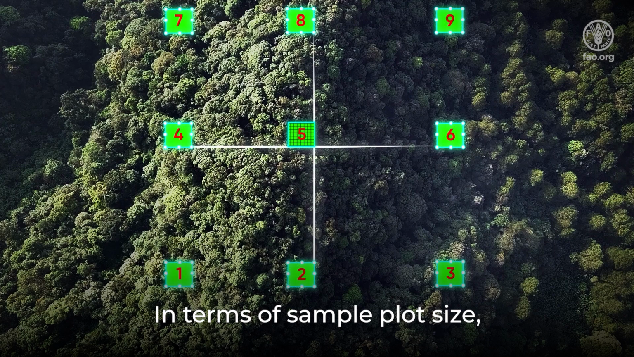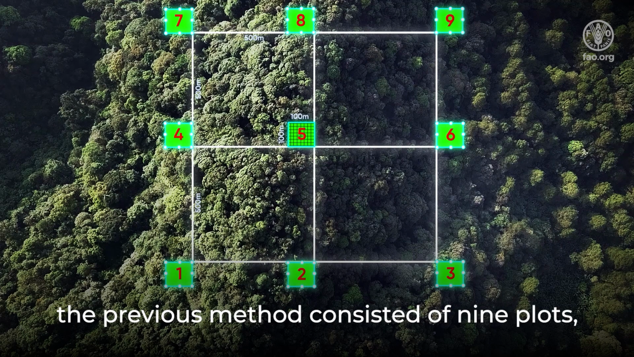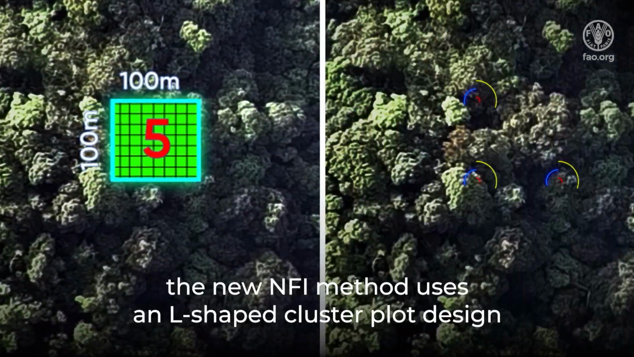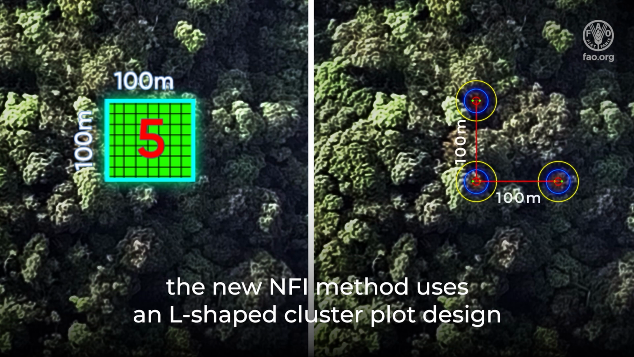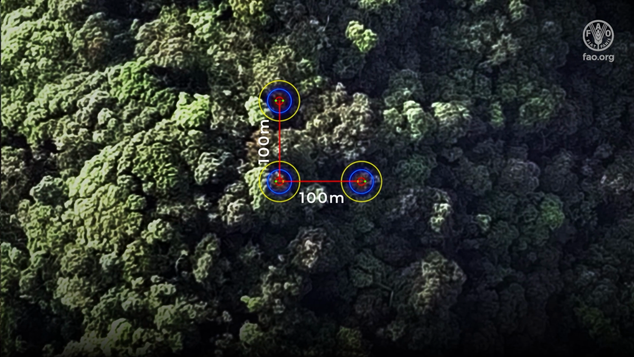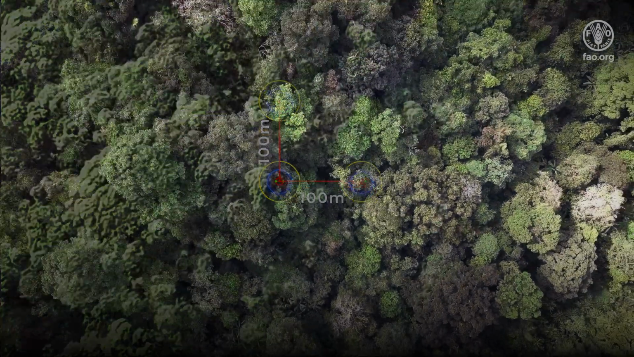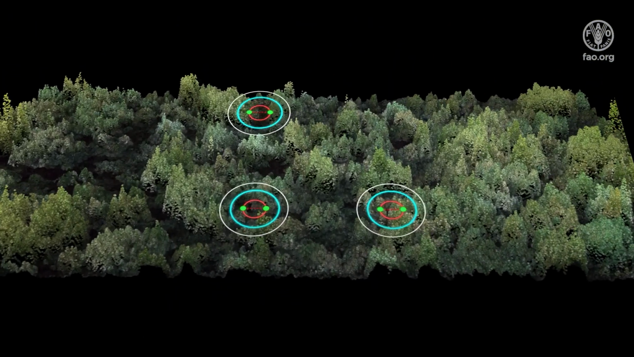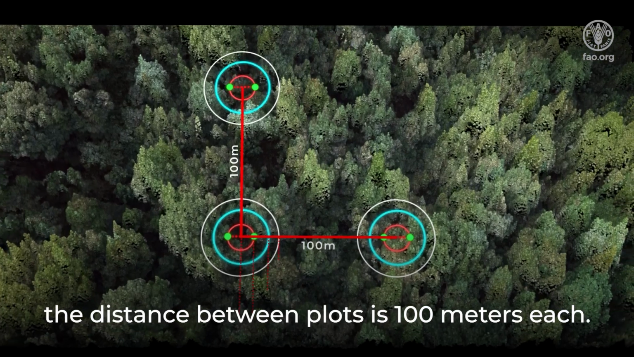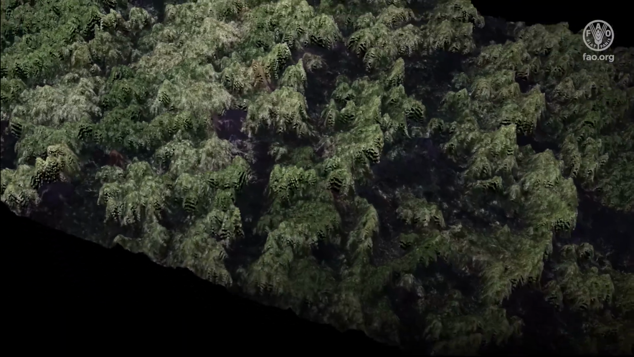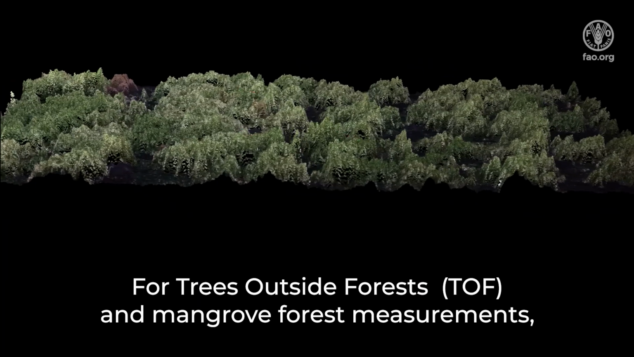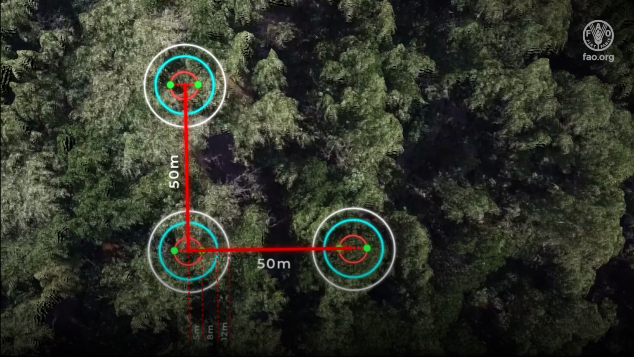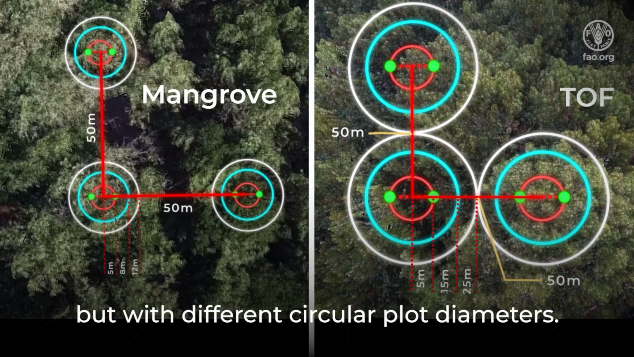In terms of sample plot size, the previous method consisted of 9 plots, each covering an area of 1 hectare. However, the new NFI method uses an L-shaped cluster plot design, consisting of 3 circular plots. For measurements in dryland forests, swamps, and plantations, the distance between plots is 100 meters each. For trees outside forests and mangrove forest measurements, the distance between plots is 50 meters, but with different circular plot diameters.